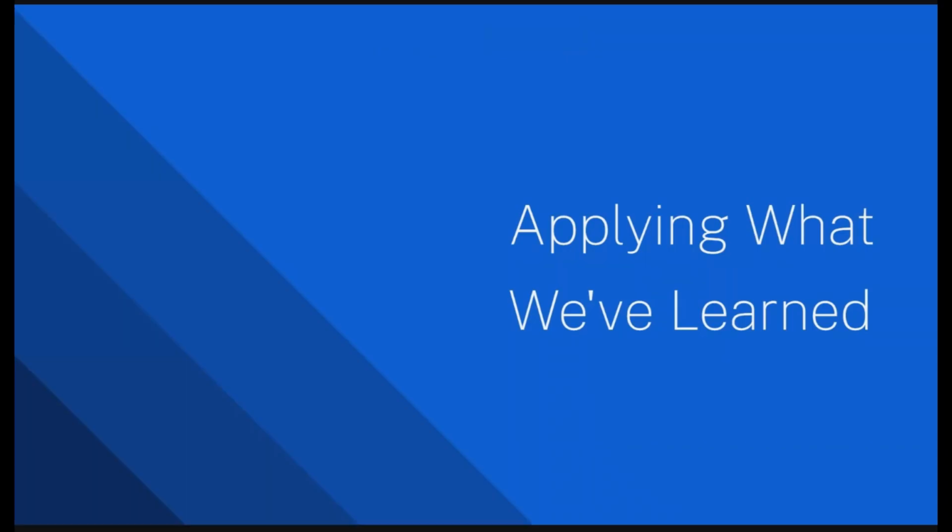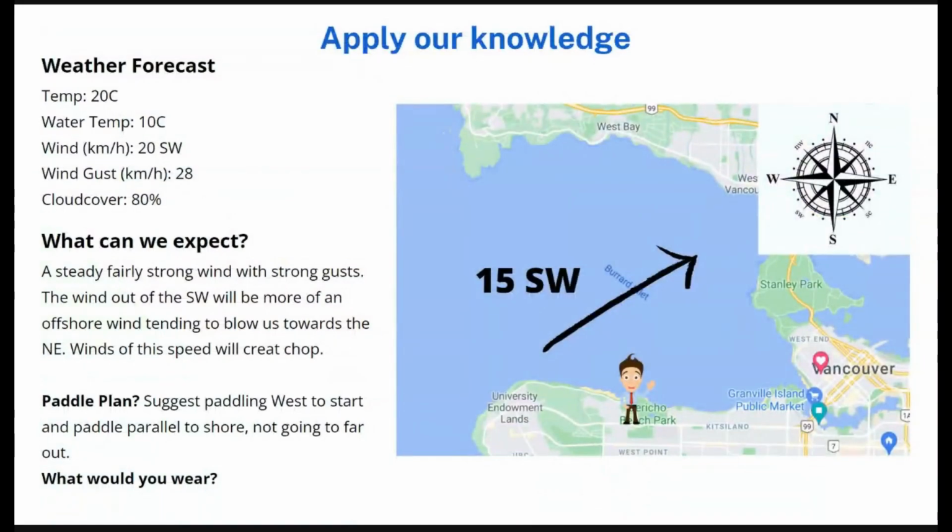All right, so applying what we've learned to a weather forecast. Say we have 20 degrees, water temp is 10 degrees, so it's chilly. Wind is 20 kilometers an hour southwest. So that's a stiff wind, probably more wind than a very beginner would want to be out in. 15 kilometers an hour is kind of the max for brand new.